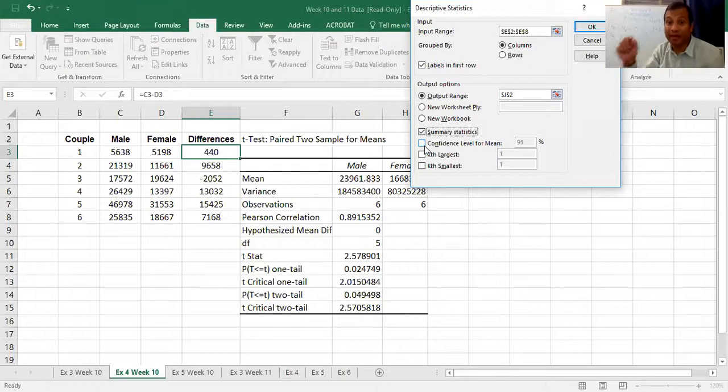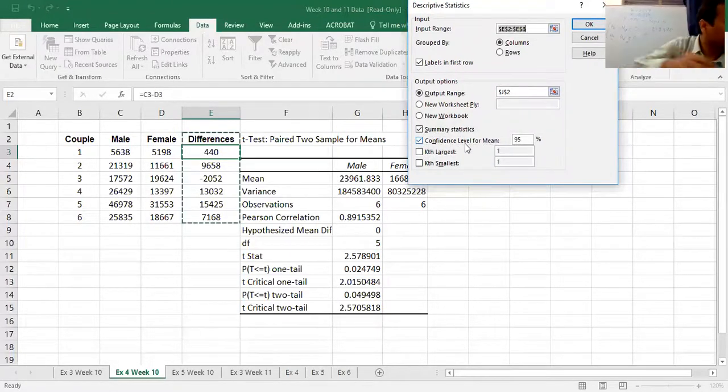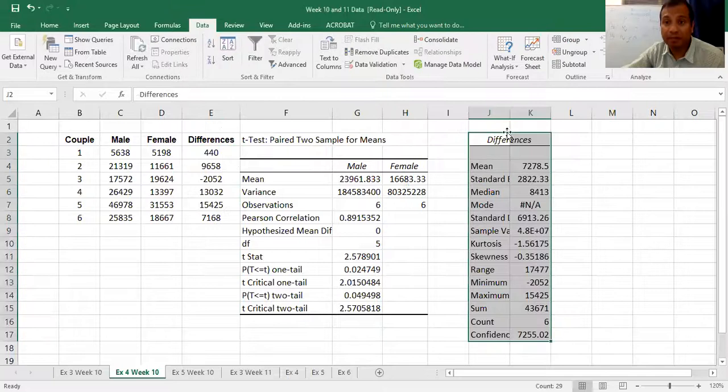This is the margin of error. So yes, I want the 95% confidence level, and by default it is 95. If it were 99, you would have to change it to 99. But in this case, it's a 95% confidence interval they are asking for. So just click that one, press OK.